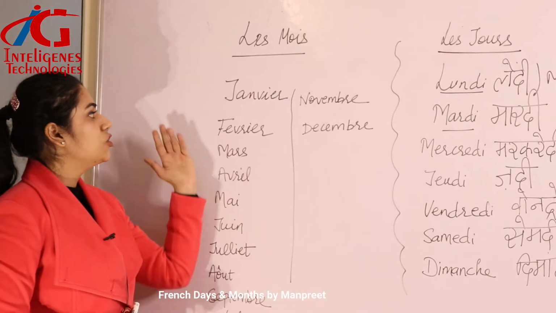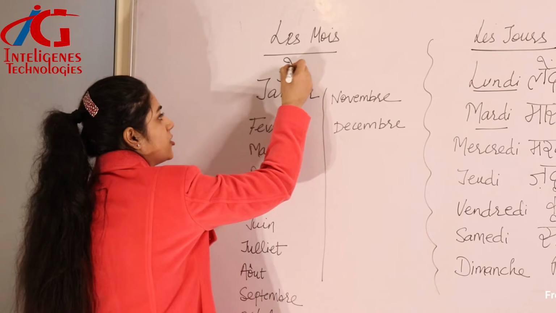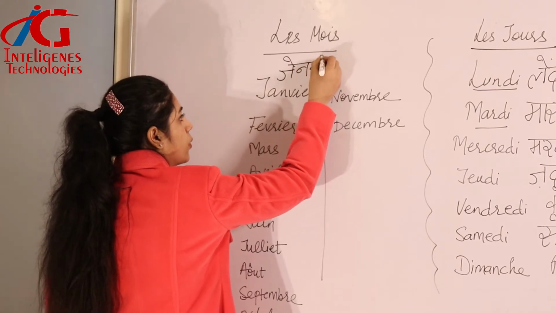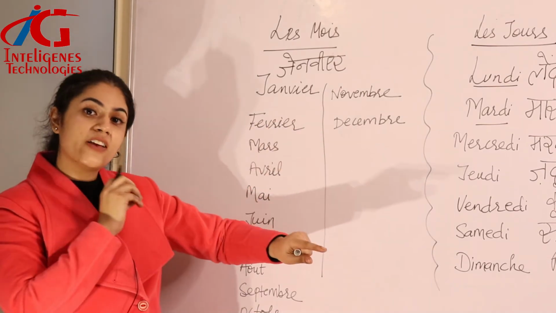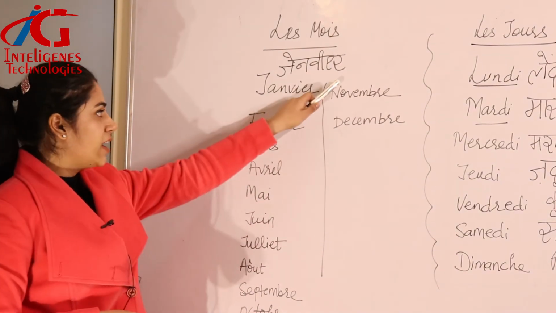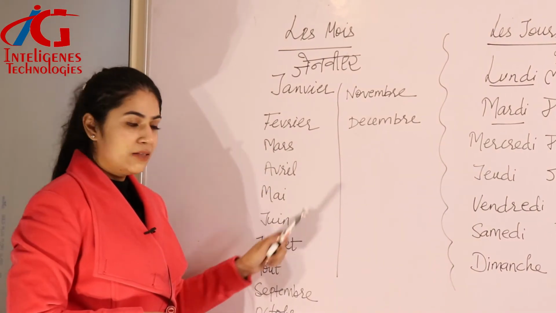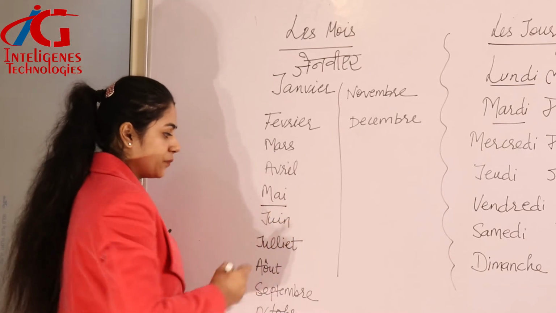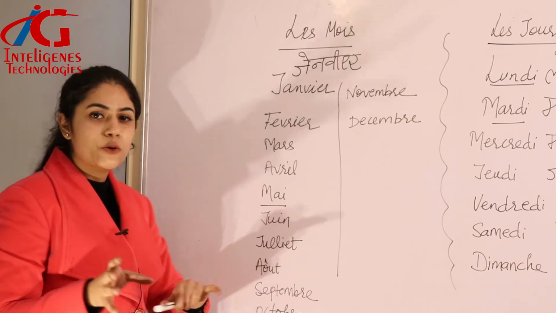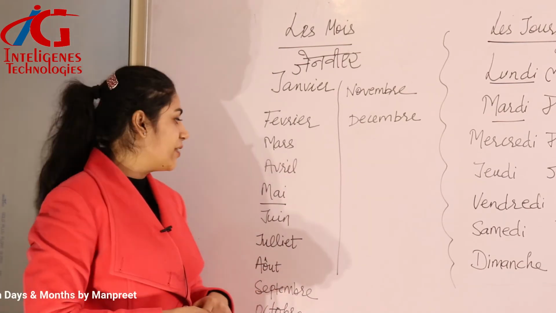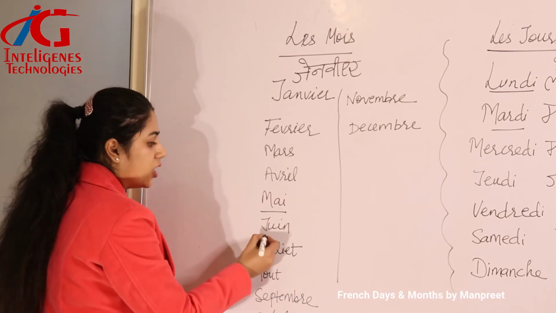Les mois, janvier. Yes, it has to be janvier. As you know, ER has a sound of A. So janvier, février, mars, avril, mai. This is pronounced as May and this is pronounced as June only, but the spelling is different. As you know, in English we have M-A-Y, but in French we have M-A-I. So the pronunciation is different.